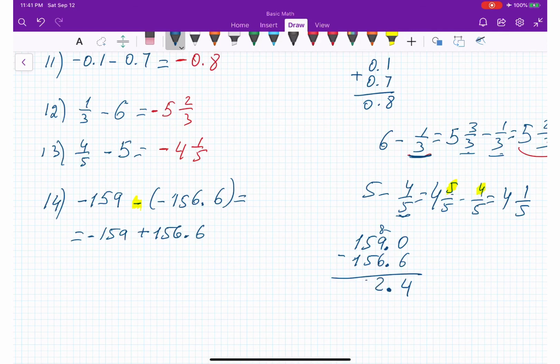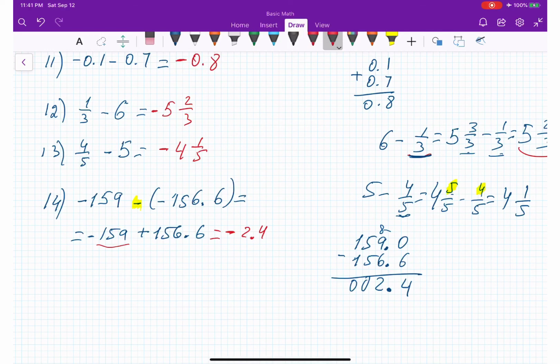5 minus 5 is 0. 1 minus 1 is 0. We get 2.4. Which number is bigger? 159, right? Therefore, a sign comes here, negative 2.4. All right, next one.